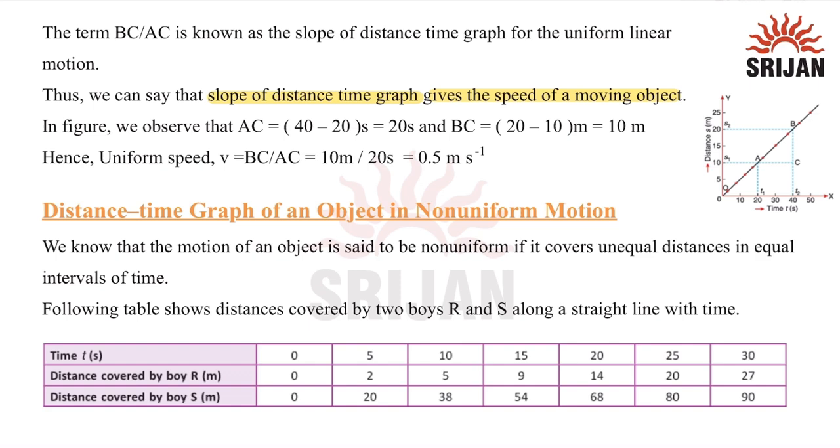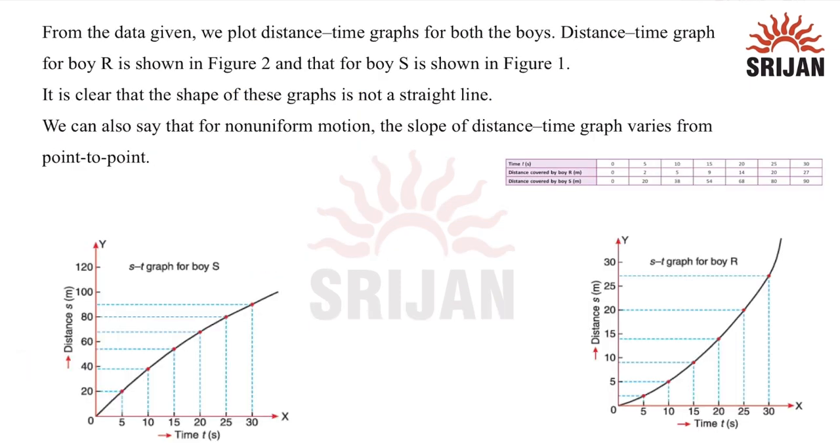Now the distance time graph of an object in non-uniform motion. We know that motion of an object is said to be non-uniform if it covers unequal distances in equal interval of time. Now the following table shows distances covered by two buoys R and S along a straight line with time. Now from the data in the table we can plot the distance time graph for the buoys. Distance time graph for buoy R, that is this graph, is shown in figure 2, and for the buoy S is shown in figure 1. This is figure 1 and this is figure 2.